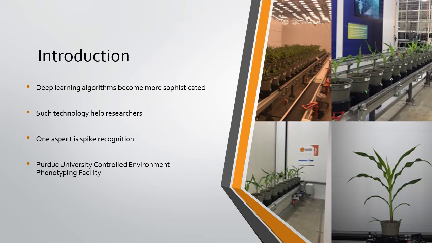This technology is helpful for researchers because manually they would have to count each and every plant to determine yield usually, and in this case this algorithm essentially gets rid of the need to do it and only requires the input of a photograph. And from a photograph, one thing that can be interpreted is a spike, also known as spike recognition.